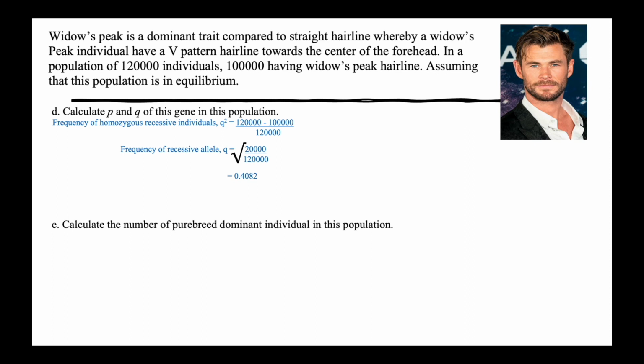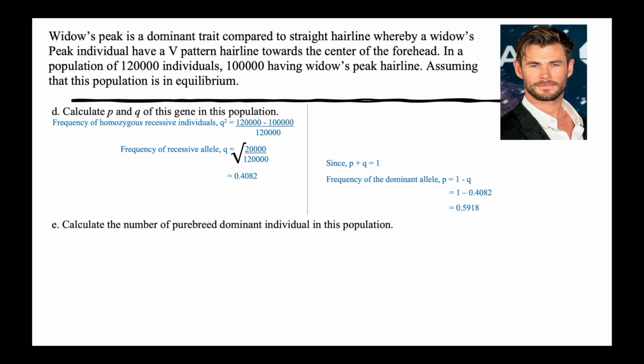0.4082. Since p plus q is equal to 1, the frequency of the dominant allele p is equal to 1 minus q, 1 minus 0.4082, giving us the value of 0.5918. Question E. Calculate the number of purebred dominant individuals in this population.